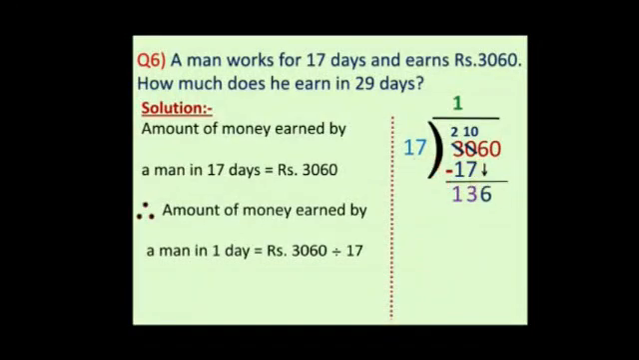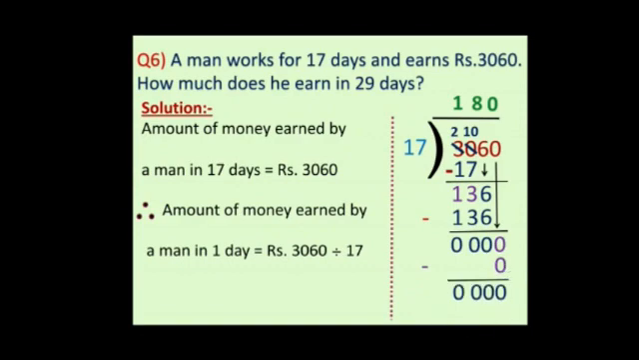Now we have 136. So 17 8s are 136. So 136 minus 136 will be 0. So here we will bring down 0 again. Then 17 zeros are 0. Right? So here the answer is rupees 180. So the amount of money earned by a man in one day is rupees 180.